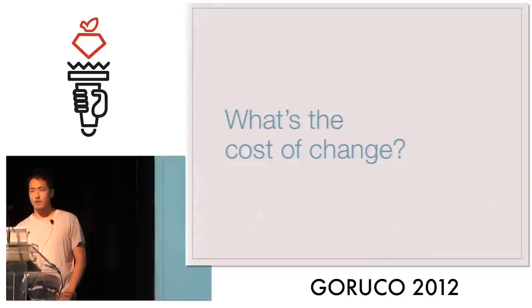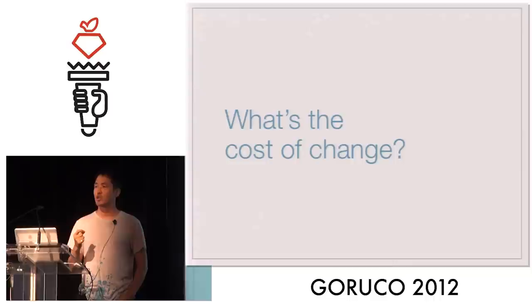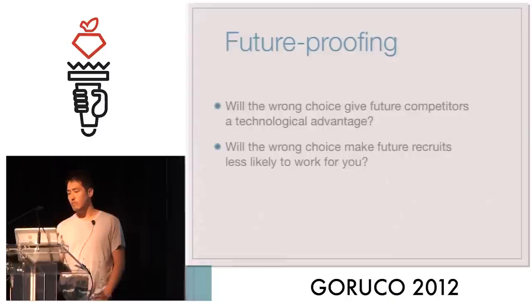If you have a thin client application and then you change your mind, and you want to move, how hard is that? We don't really know. I think it's pretty hard, and I think it's a choice that you would rather avoid. What are the consequences of making the wrong choice? Well, there's a couple, right? Number one is the technological advantage consequence.